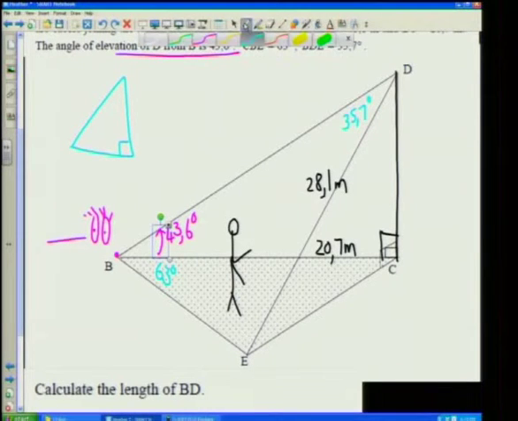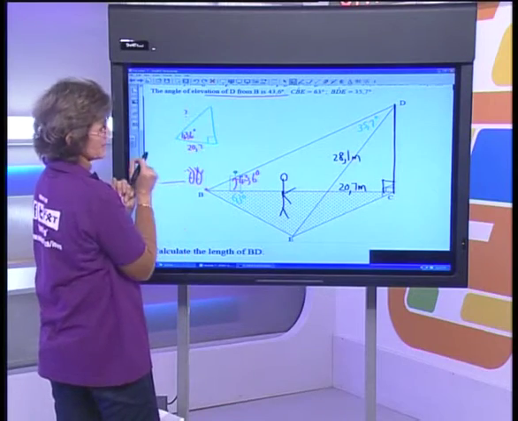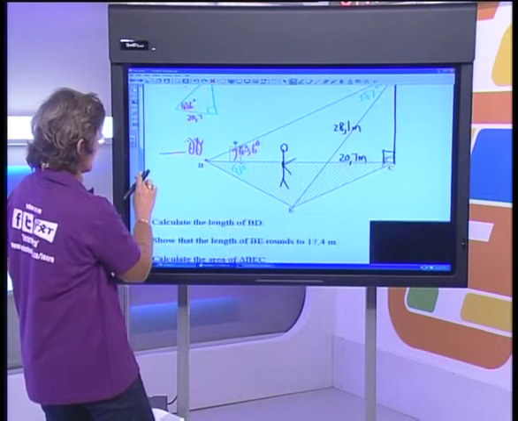You know that this one here is 43,6. And you know that this length here is 20,7. And they want you to find BD. So can you see that you've got enough information to either use your basic ratios or your sine rule to go ahead and find that length? Right, so let's go and do that.